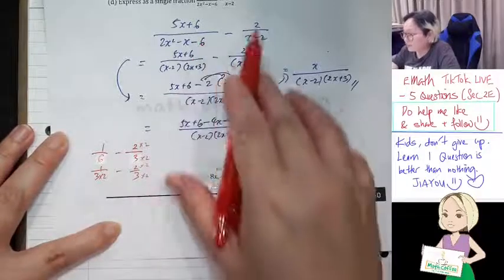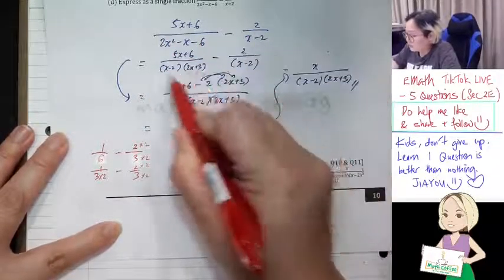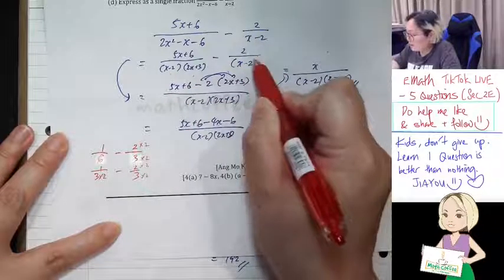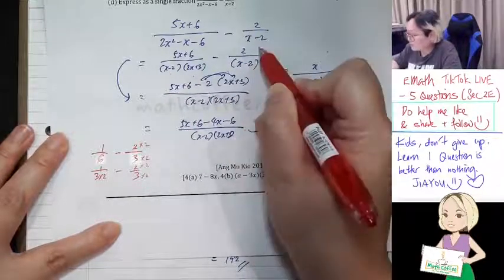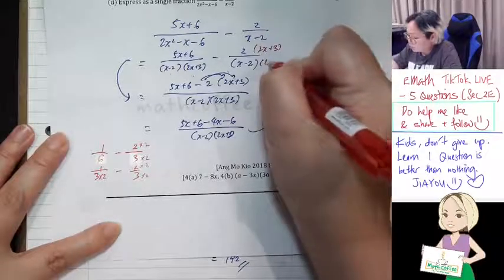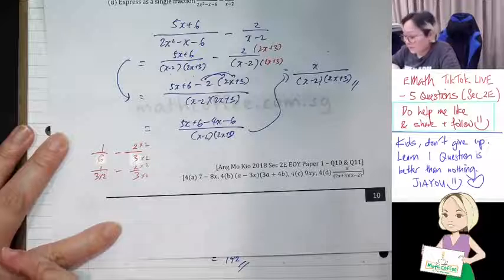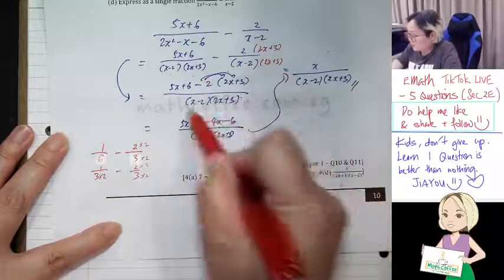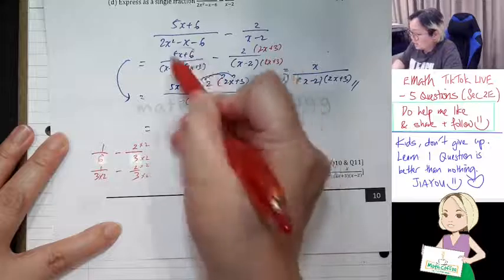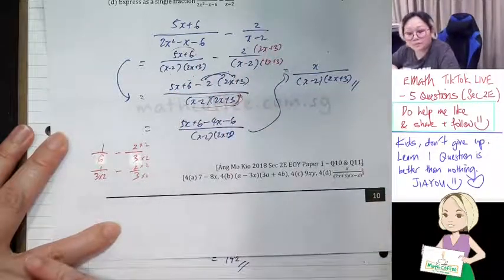Then algebra is also the same thing. Look at here. My denominator is x minus 2 times 2x plus 3. My right hand side already has x minus 2, so I need to multiply by 2x plus 3 on top and bottom. So my denominator is x minus 2 and 2x plus 3. Combined, it will be 5x plus 6 minus 2 times 2x plus 3. Awesome, do you understand?